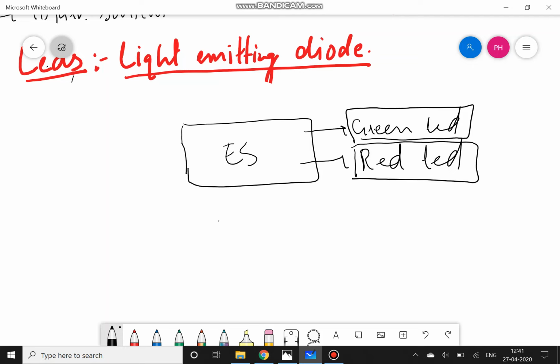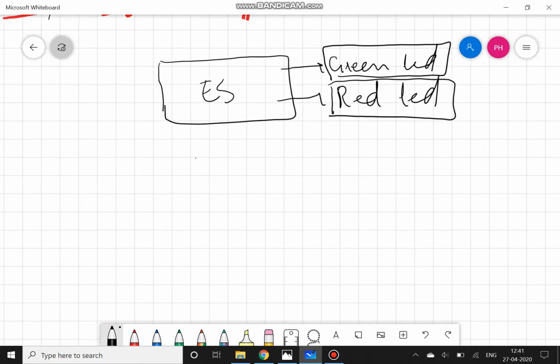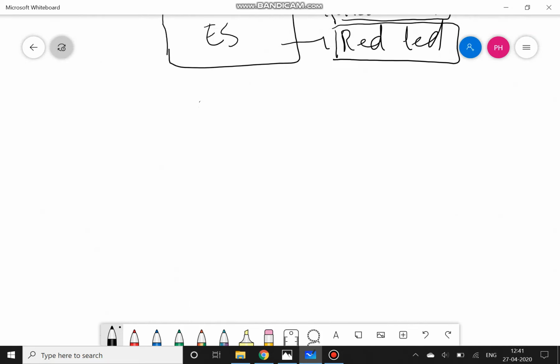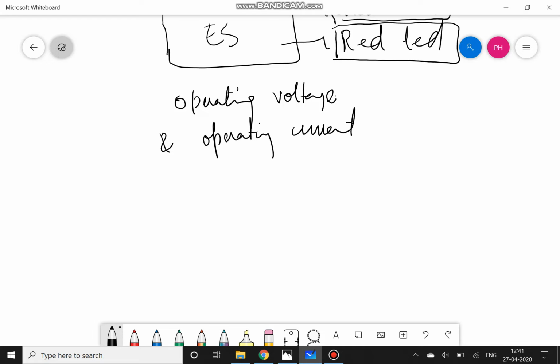So how do we connect an LED to microcontrollers? One thing you should remember before using any electronic component is to check the specification sheets of that component. Specification sheets usually tell us a lot of things about the component we are using. Particularly, they tell us about the operating voltage and operating current of that component.